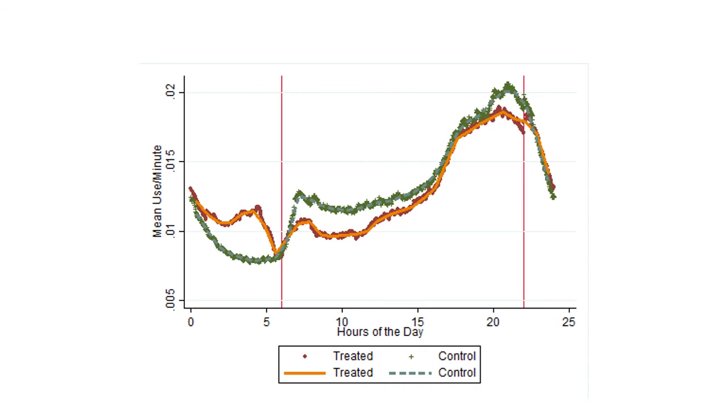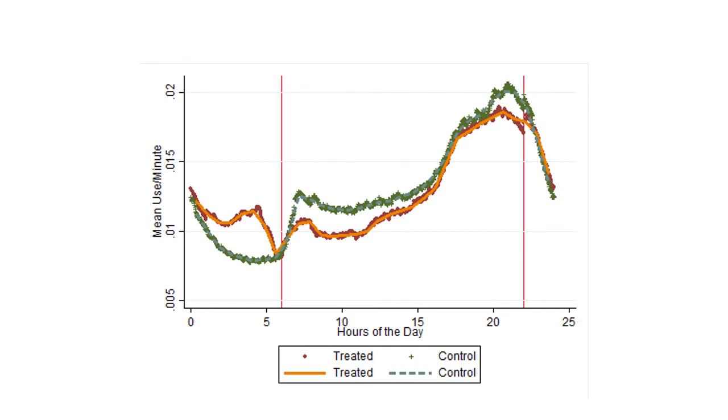So the red is the group that's receiving the lower prices during the treatment period. So the treatment period is everything left of the first red bar there, between midnight and 6 a.m., and everything to the right of the second red bar, which would be 10 p.m. onwards. So we can see that there's a shift in consumption for the treatment group, not just a reduction in consumption when prices are lowered during the nighttime period.